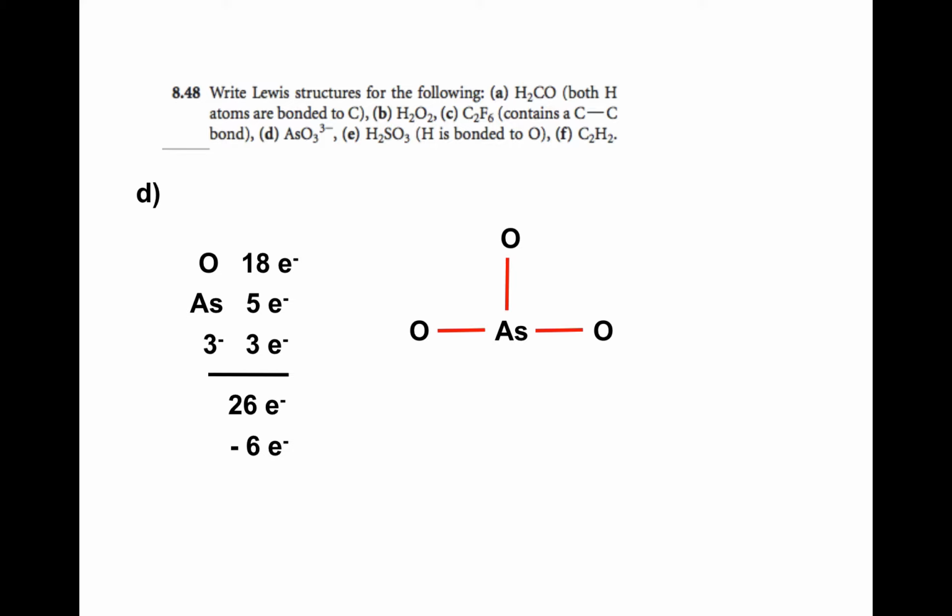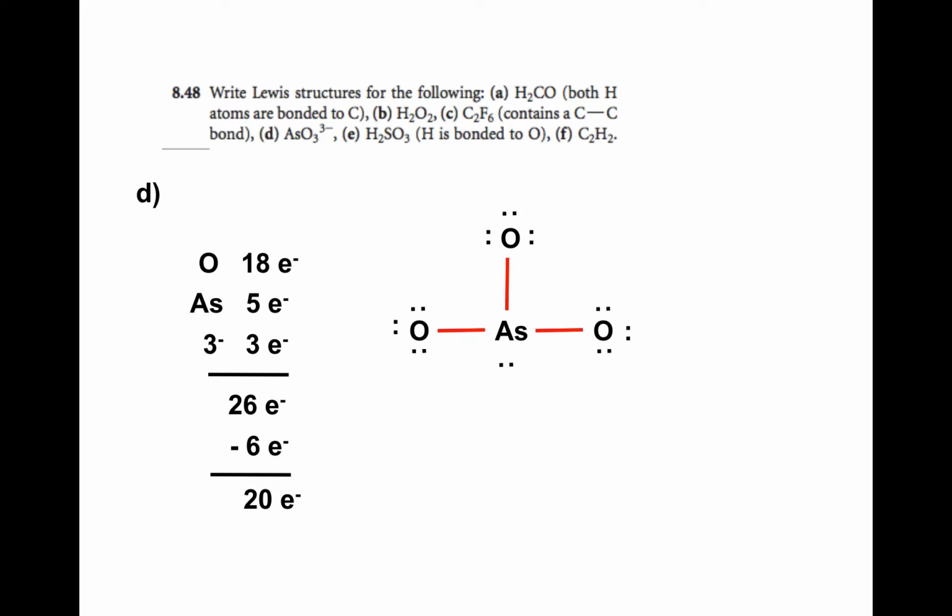Bond everything together. That's going to subtract 6 from my pile, 20 yet to be assigned. So I complete the octets for the oxygens, and the leftover goes to the arsenic. And this would be the Lewis dot structure for AsO3 3 minus.